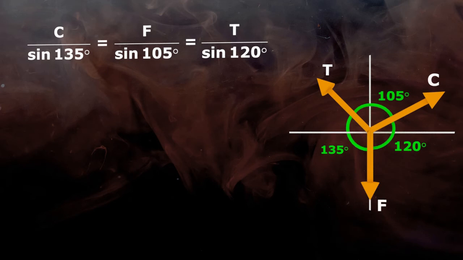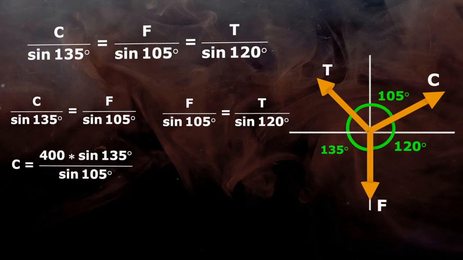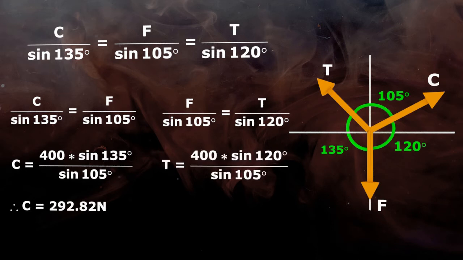So let's compare the equations of C and T with F individually. After putting all values, we get C equals to 292.82 Newton and T equals to 358.63 Newton. You can observe that both methods give same result of C and T.